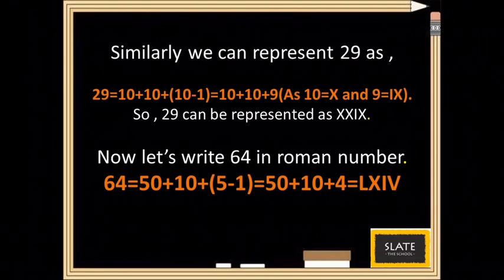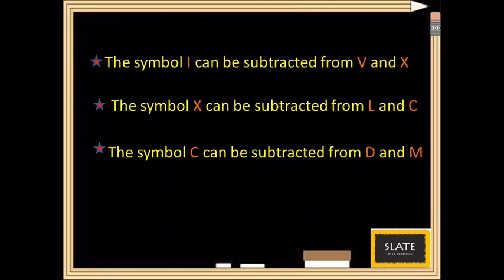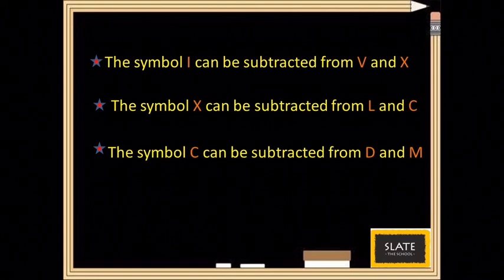Now let's write 64 in Roman number. 64 is equal to 50 plus 10 plus (5 minus 1) in the bracket is equal to 50 plus 10 plus 4 is equal to LXIV. The symbol I can be subtracted from V and X. The symbol X can be subtracted from L and C. The symbol C can be subtracted from D and M.